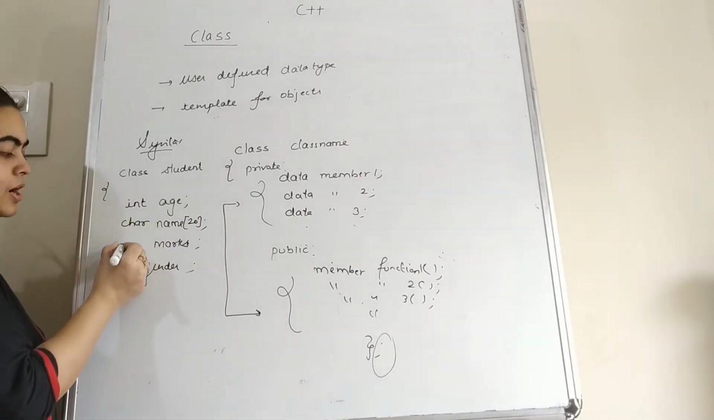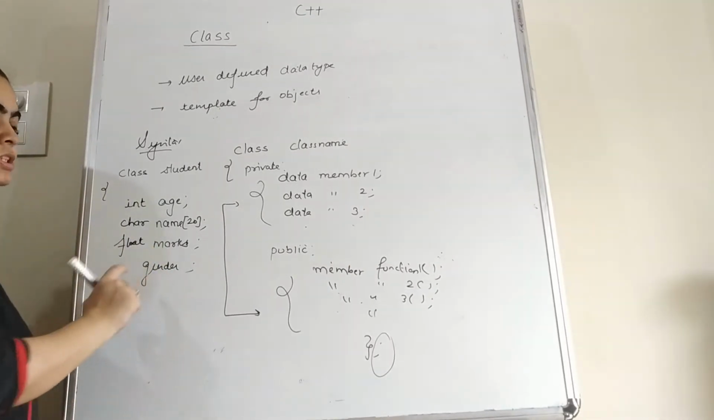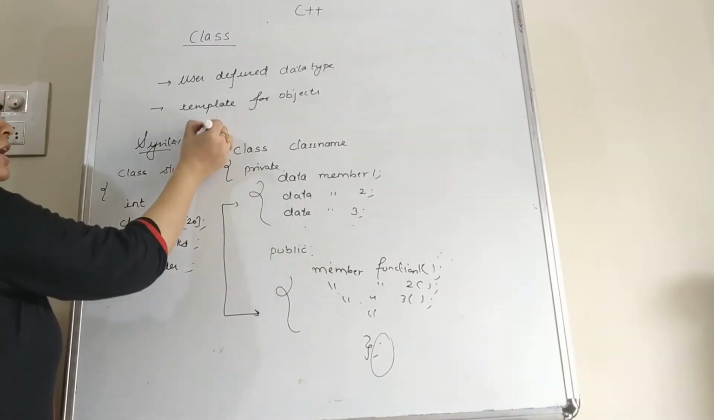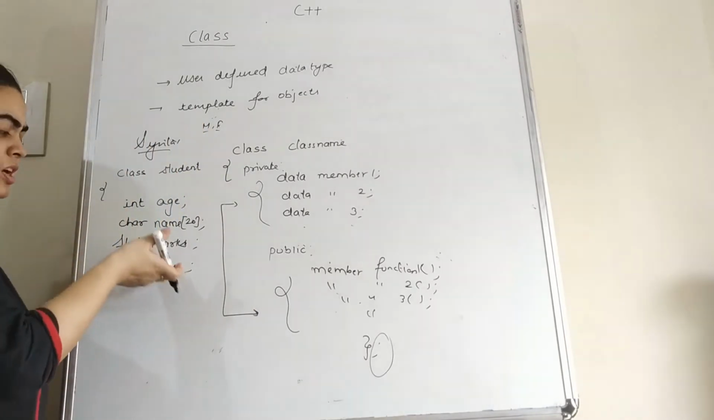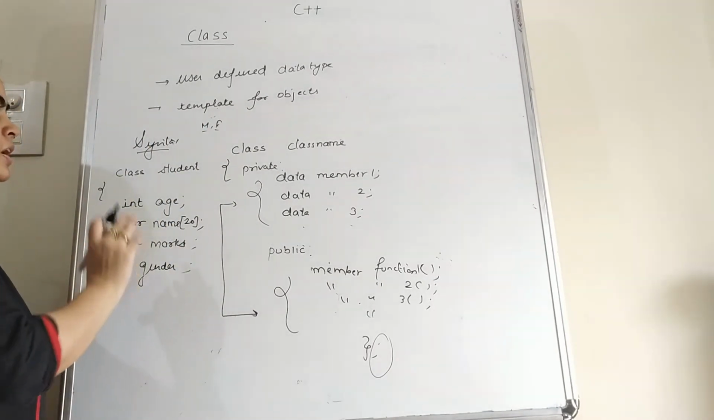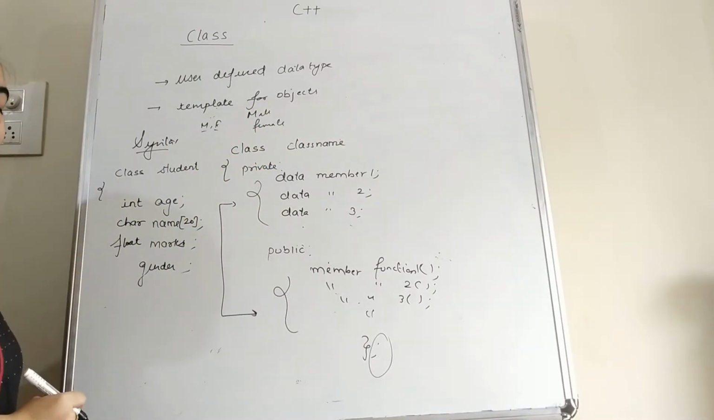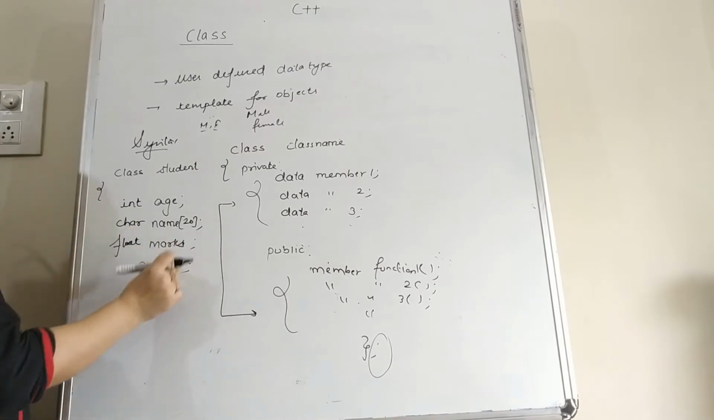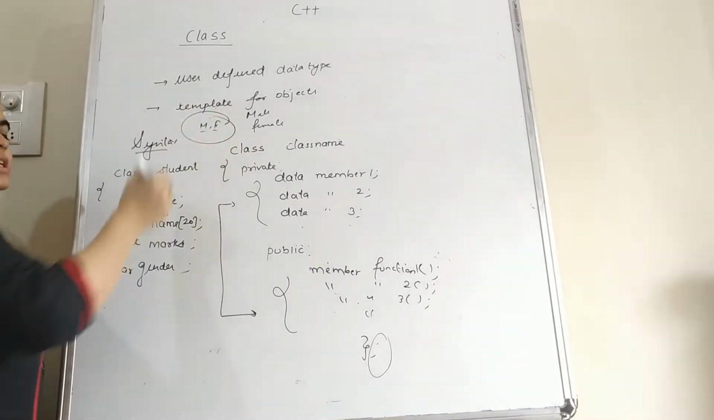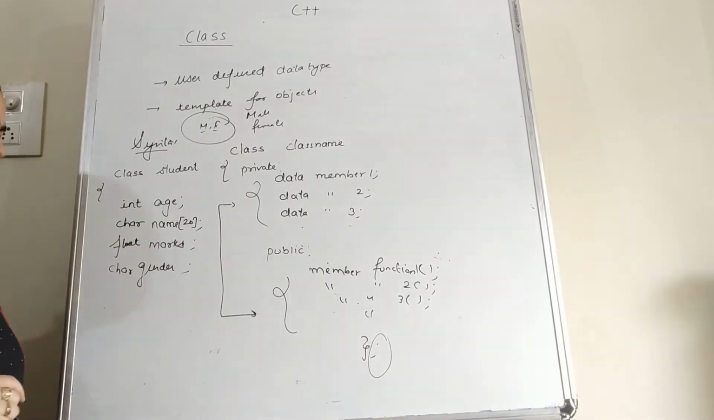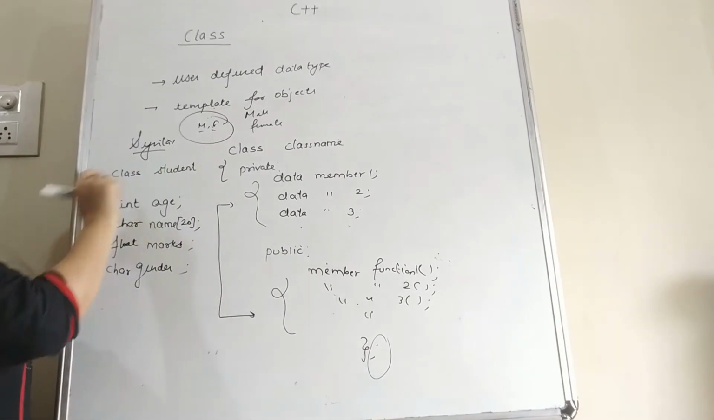After this we have the marks. Marks is either of double type or of floating point numbers. After this we have gender. If we are writing M for male and F for female, then there is no need to create an array. But if we are going to write MALE or FEMALE, then we have to use an array. Here suppose the value is either M or F, so there is no need to create the array. So these are the 4 data members of this student class.